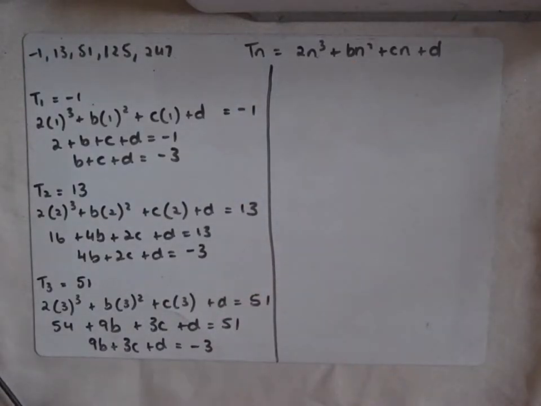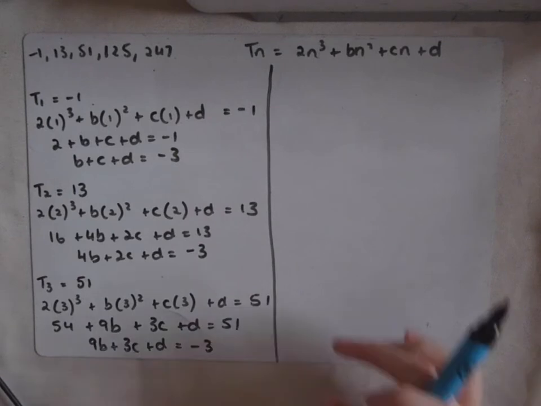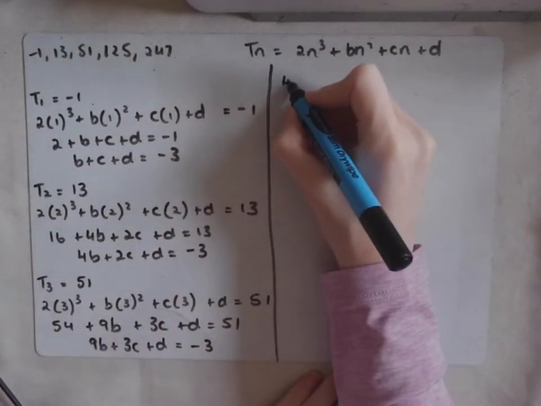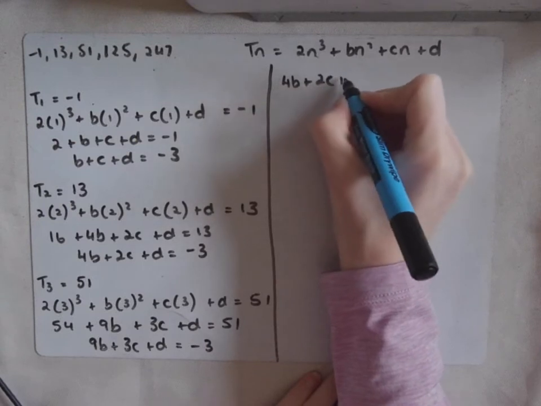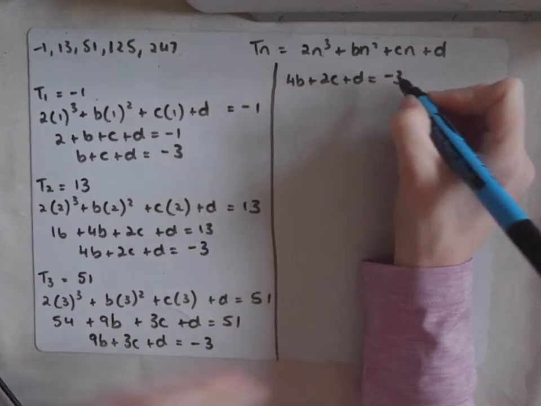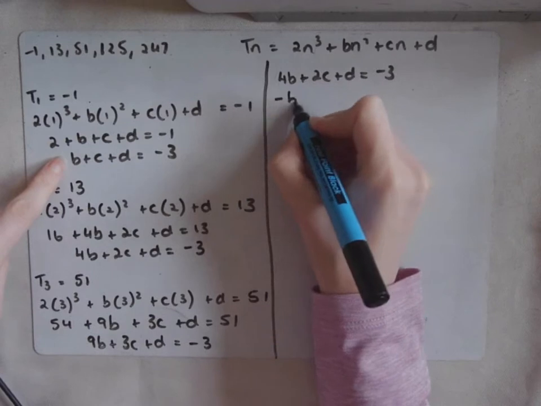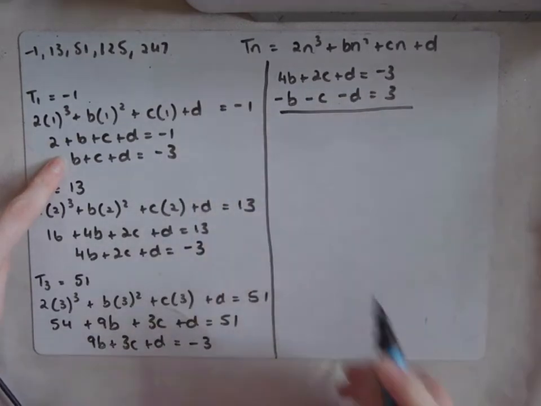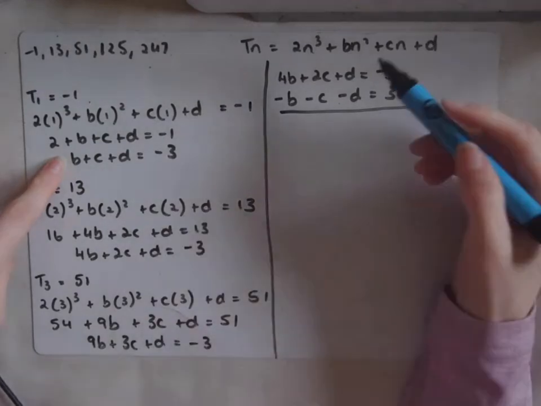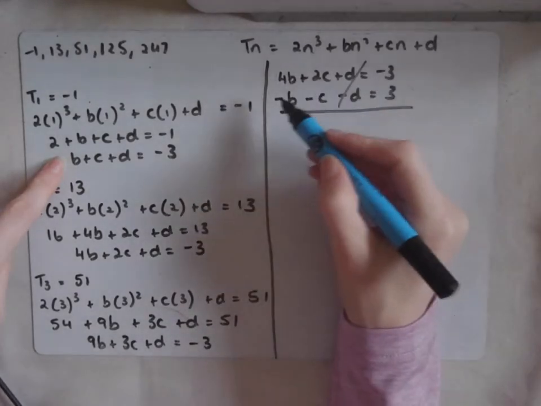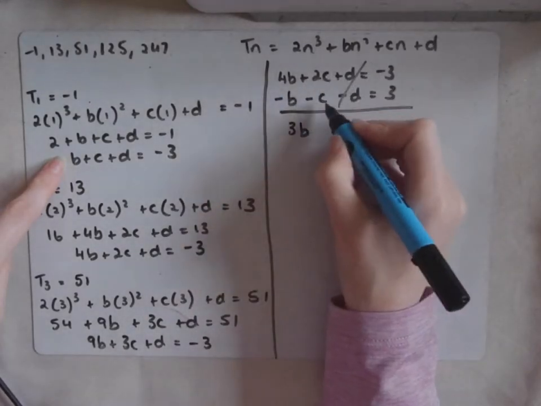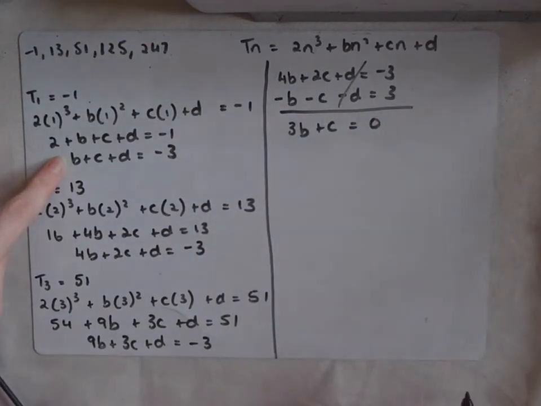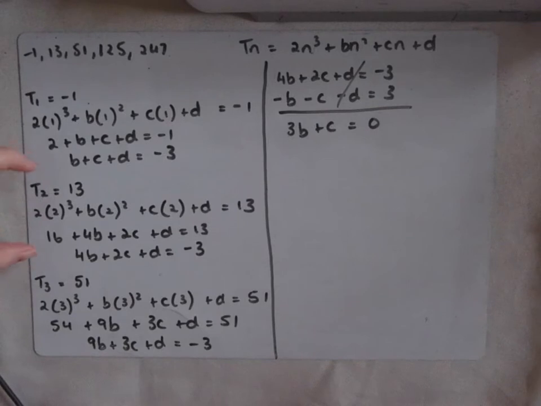Those d's are nice and easy to cancel off. Okay, so I'm going to take these 2. I'm going to write this one first. 4b plus 2c plus d is minus 3. And I'm going to change all the signs of this. Minus b, minus c, minus d, and 3. Okay, what's going to happen is those d's are going to cancel away. So 4b take b is 3b, 2c take c is c, and minus 3 plus 3 is 0. So I've cancelled the d's out of these two.